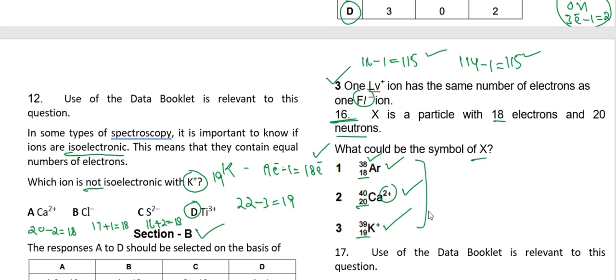So all of these particles contain 18 electrons and 20 neutrons. That is why we can say all the options are correct.